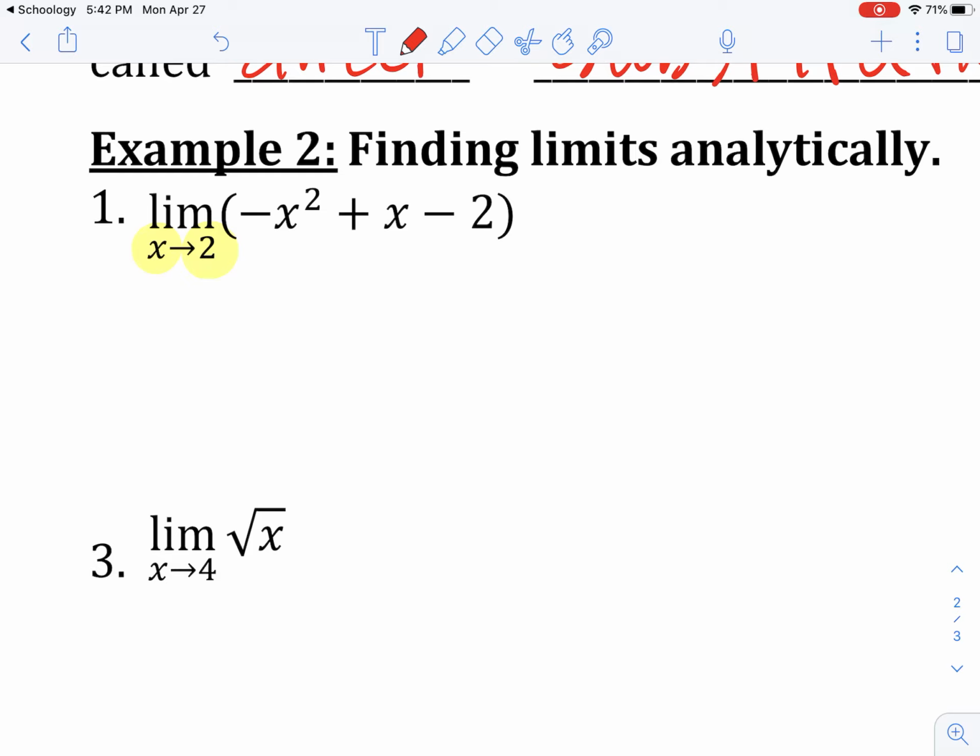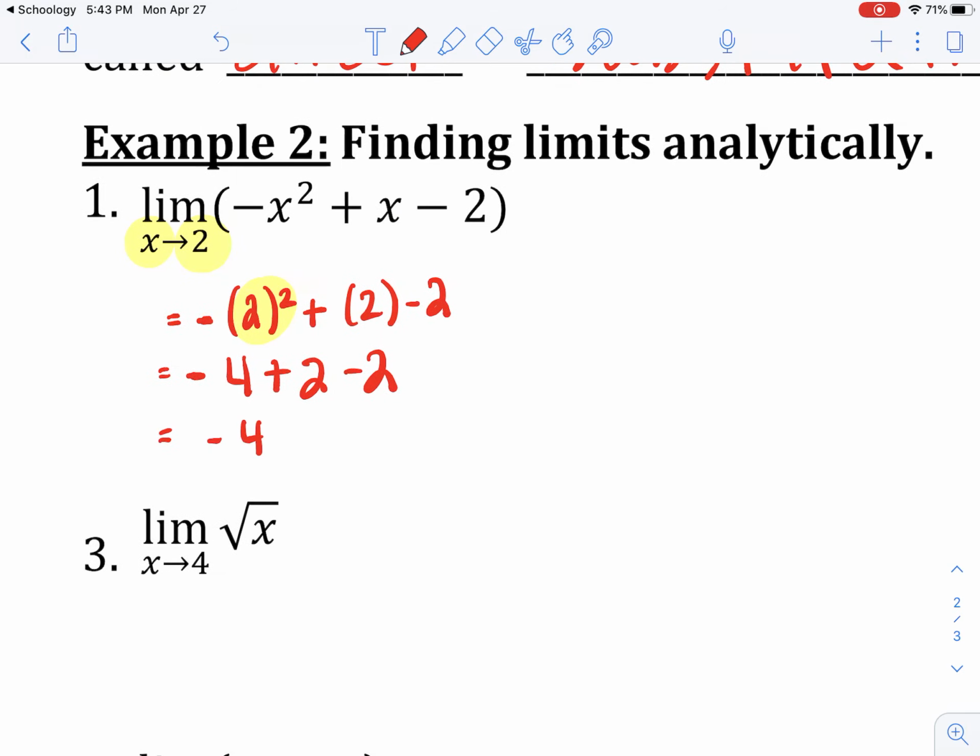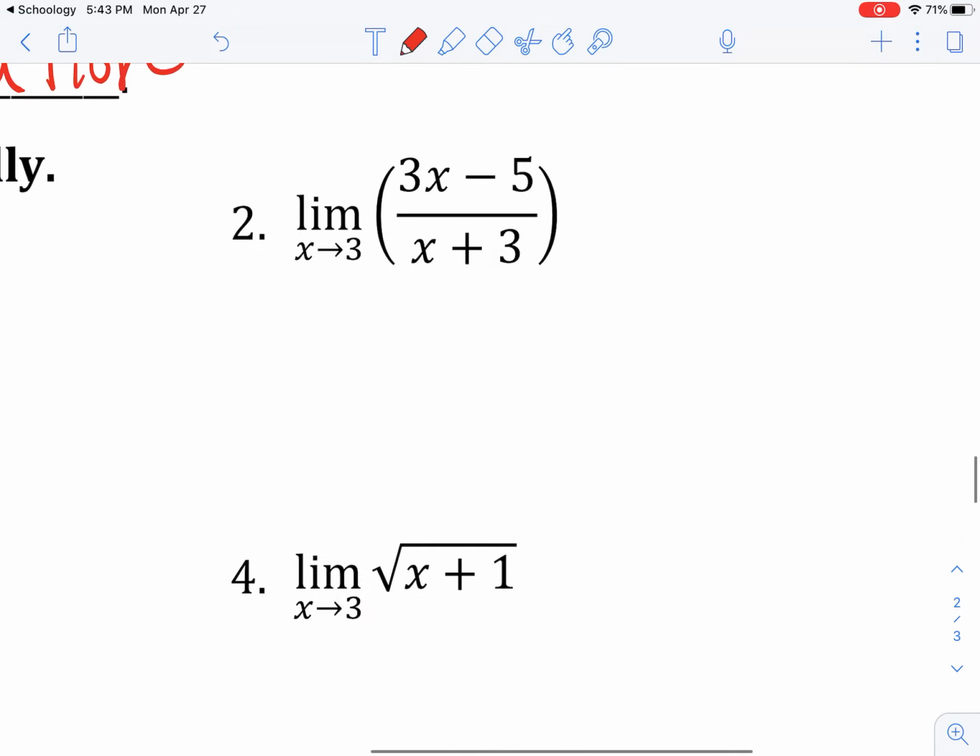Okay, so here, if I want the limit as x approaches 2, I'm going to do negative, and then I'm going to plug in the 2, square it, plus, plug in the 2, minus 2. All right, so I still have that negative in front. 2 squared is 4, plus 2, minus 2. So now I have negative 4 plus 2, which is negative 2, minus 2, and my final answer is negative 4. So the limit as x approaches 2 of my function is negative 4. Easy, right? So it's direct substitution.